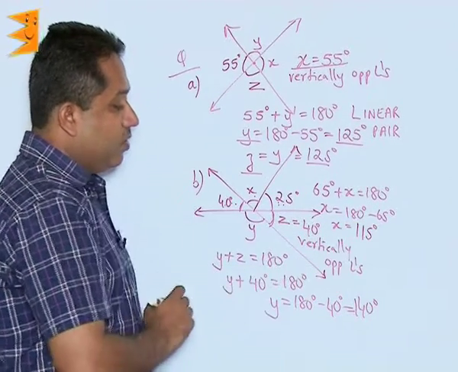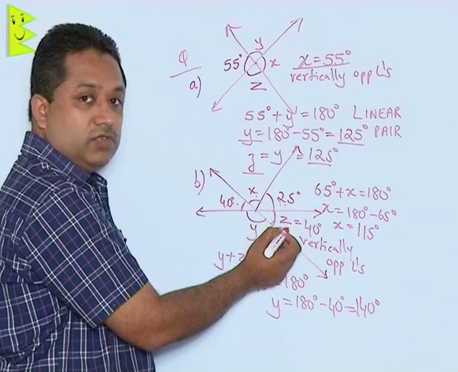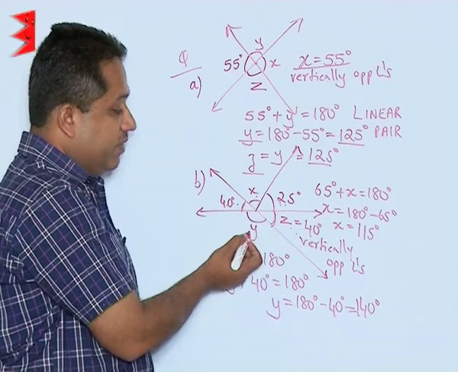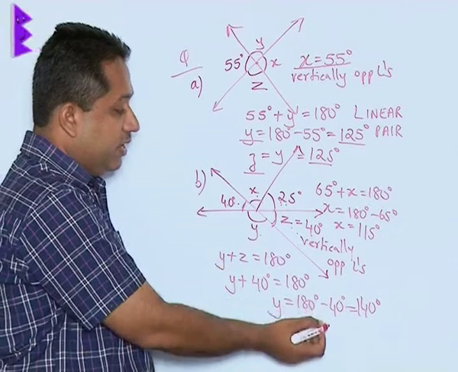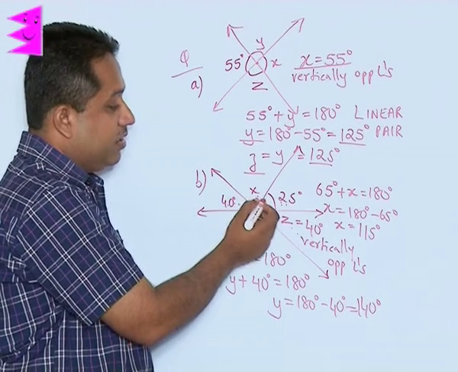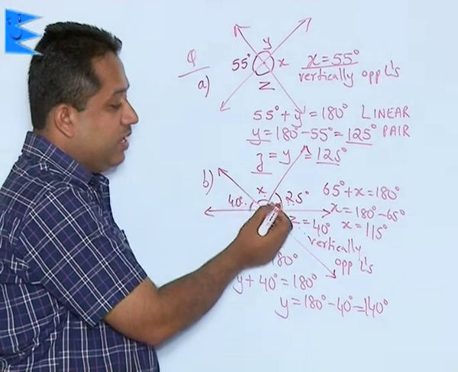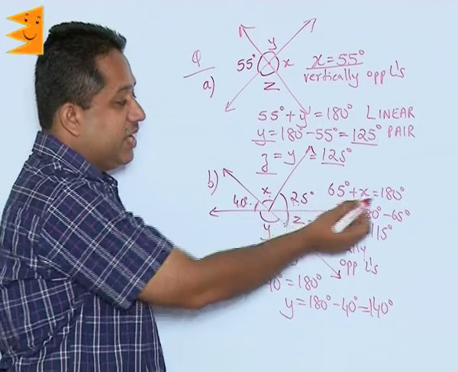So we have found out the three unknown angles. What are the unknown angles that we found out? First was z, 40 degrees, by using the concept of vertically opposite angles. Then we used the property of linear pair to find y as 140 degrees, and then we found out the value of x by adding the three angles and equating it to 180, because angles lying on a straight line will give us 180 degrees.